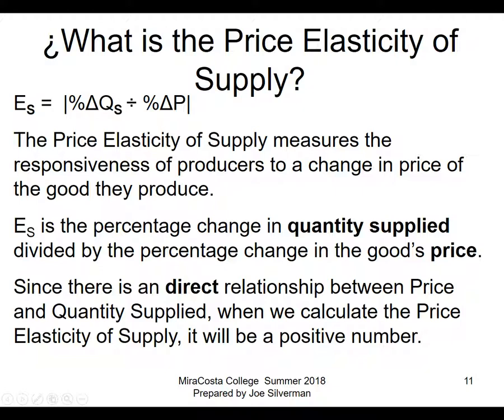Now, do you need the absolute value sign here? And the answer is probably not. I mean, in this class, we're going to assume that the supply curve is upward sloping. Therefore, if you take the absolute value of a positive number, it's still going to yield a positive number. If you want to do that, you certainly can. But remember, our assumption is that supply curves in this class are upward sloping.